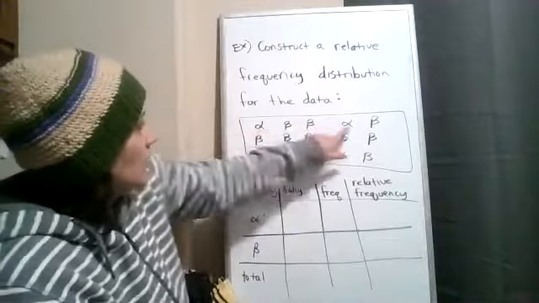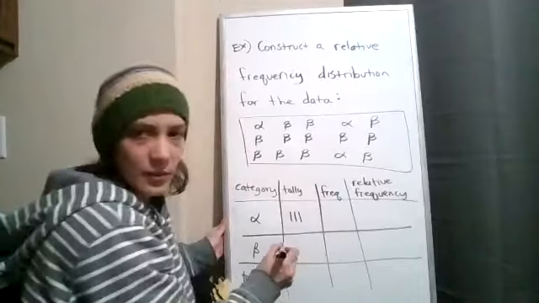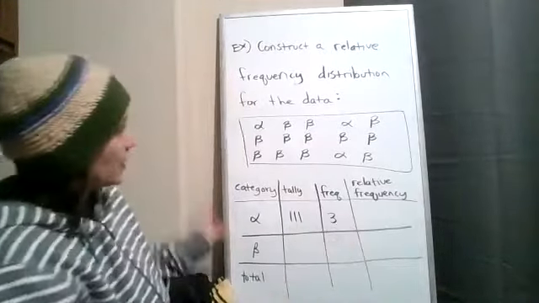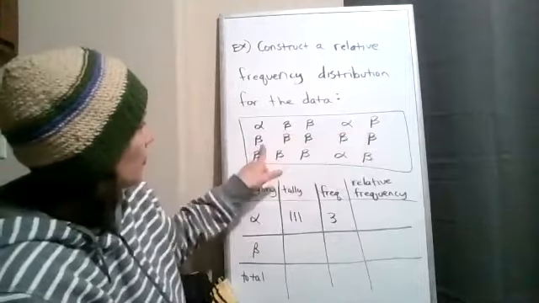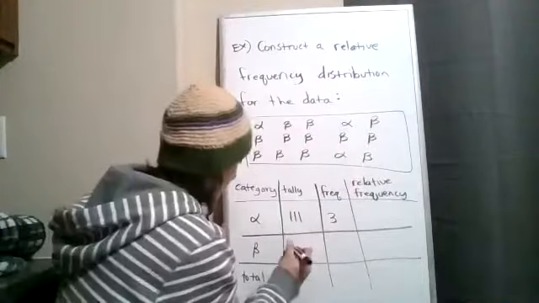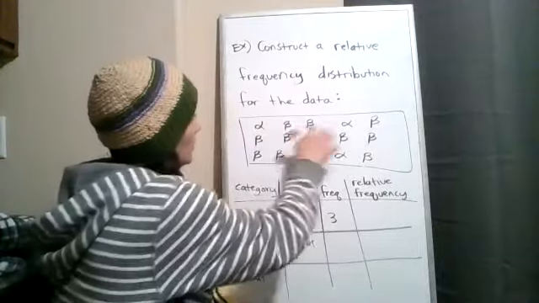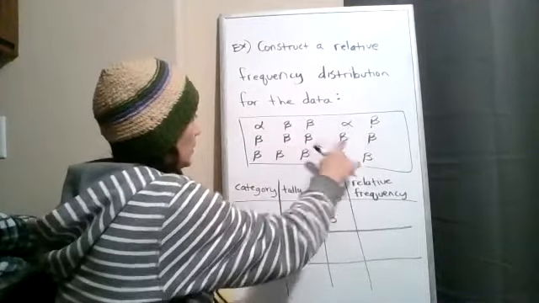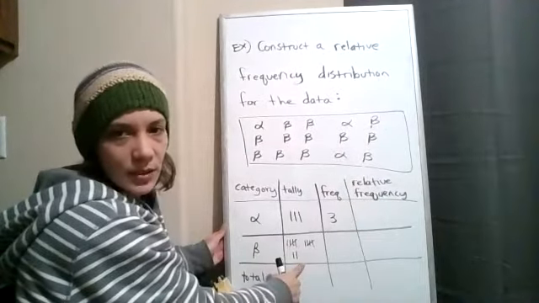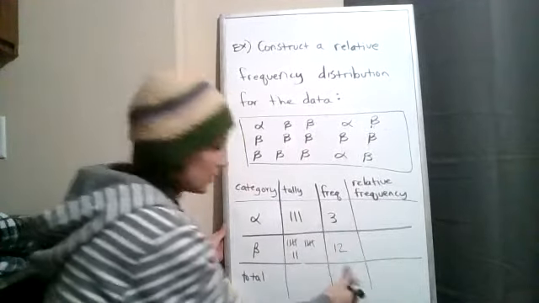Okay, so 1, 2, 3. Also check for mistakes. Beta occurs 1, 2, 3, 4, 5, 6, 7, 8, 9, 10, 11, 12. Let's check. Okay, helps keep things organized. And then 12 of these makes 15 total.